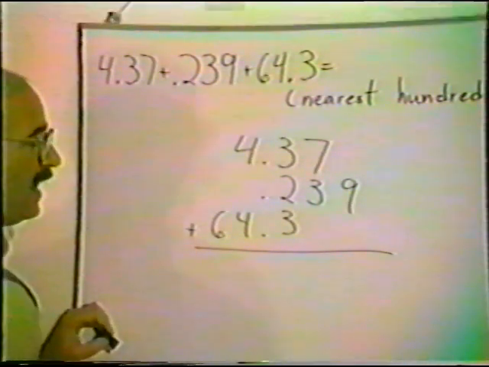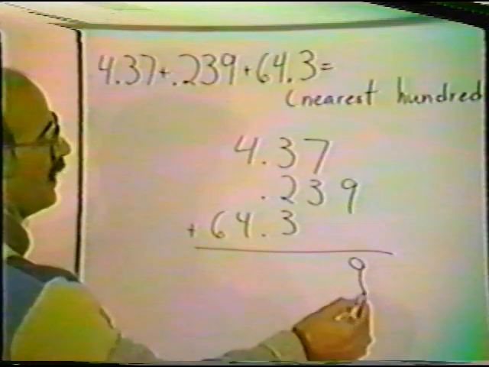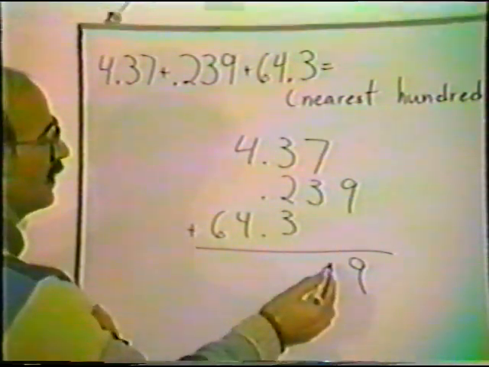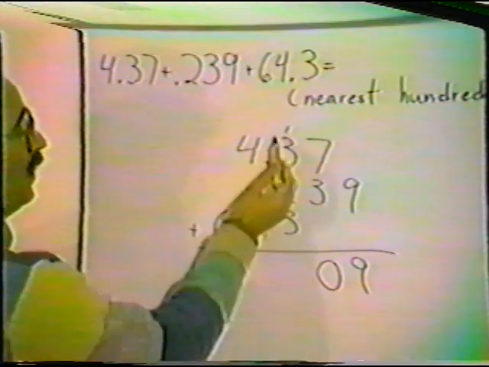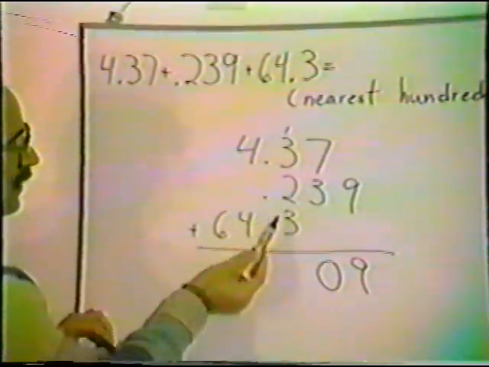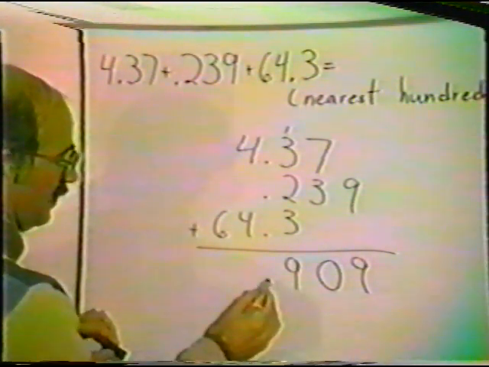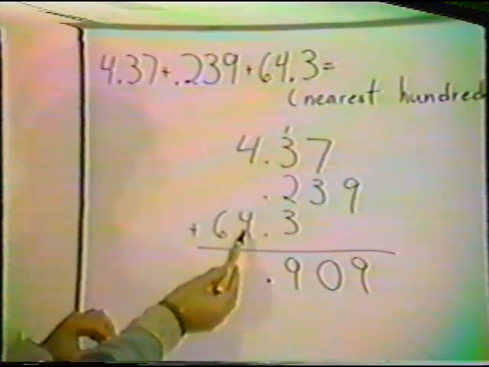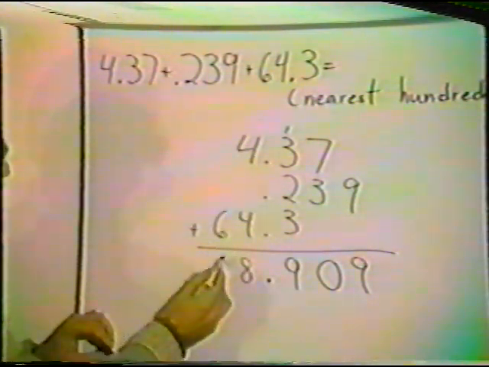Now we're going to add. In this column, all we have is 9. 7 plus 3, 10. Put down the 0, carry the 1. 1 plus 3, 4, plus 2, 6, plus 3, 9. Nothing to carry. 4 plus 4, 8, and just the 6.